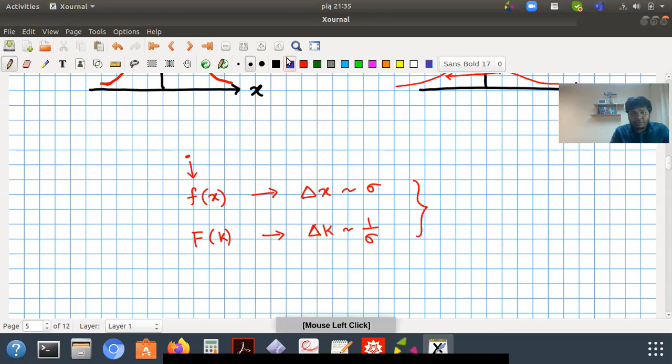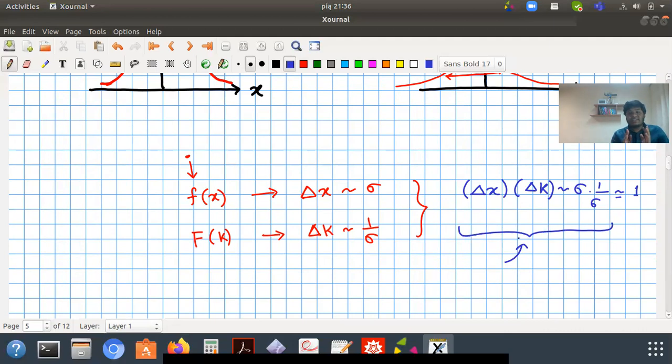This is a very important thing we're going to discuss. Let's consider the particle is localized within position delta x, and in momentum, in k space, delta k. The product will be of the order of sigma times 1 over sigma, so of the order of 1. And this is the input of quantum mechanics which we define as the Heisenberg uncertainty principle, which we're going to discuss in the next video about quantum mechanics. So this is the foundation of quantum mechanics.